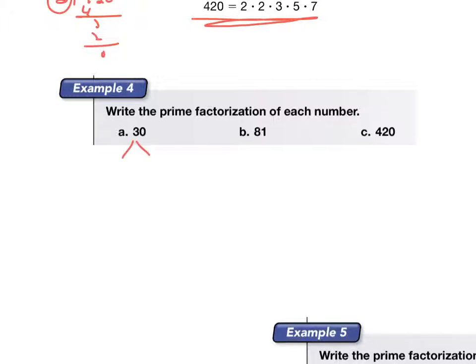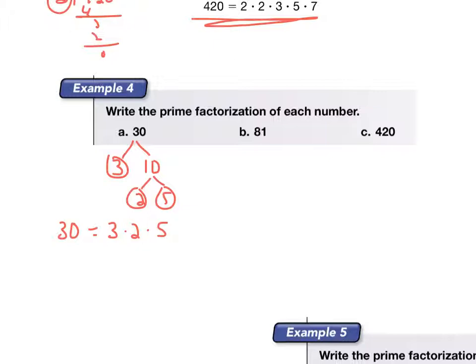So 30 can either be 3 times 10 or 5 times 6. I'm going to do 3 times 10. And then I need to break 10 down into 2 times 5. So that would be the prime factorization of 30. So the prime factorization of 30 is equal to 3 times 2, that makes 6, times 5, which makes 30.